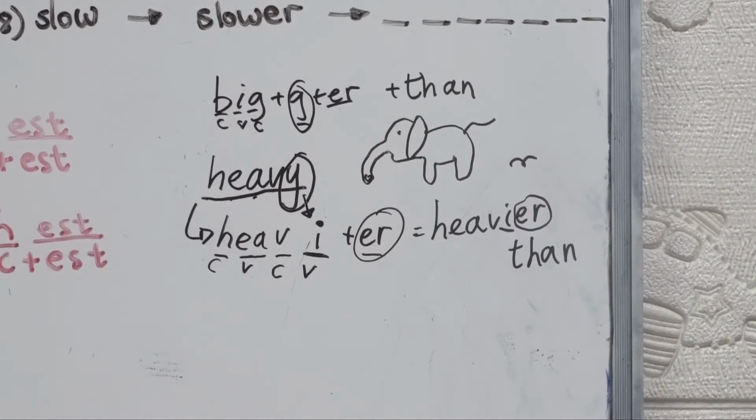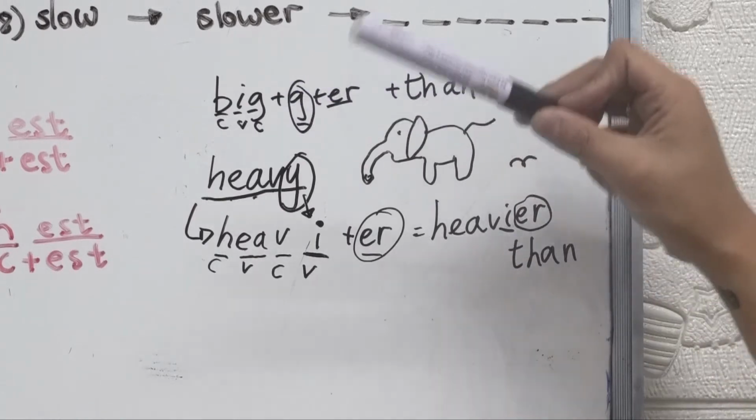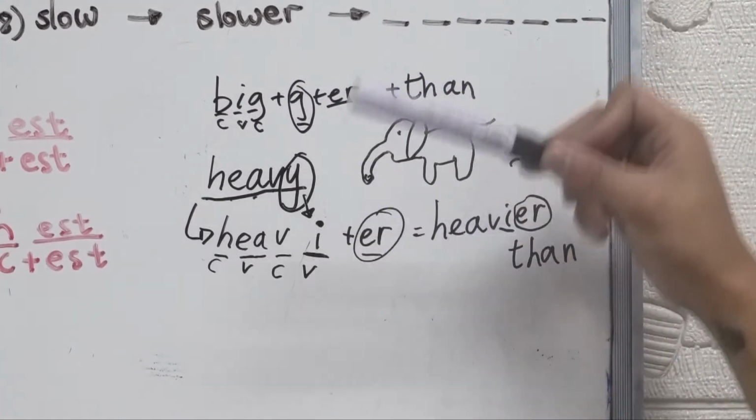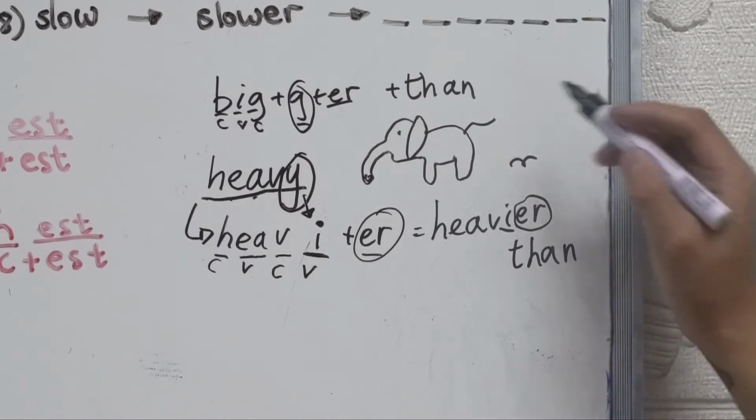Which one is heavy, the elephant or the bird? Heavy means cannot carry. Heavy is something so hard to carry, right? For example, my pen is very small, so it's easy to carry. Very light, right? If it's easy to carry, it's very light. If it's not easy to carry, it's very heavy. So which one is heavy, elephant or bird? Elephant. The elephant is the heavy one.